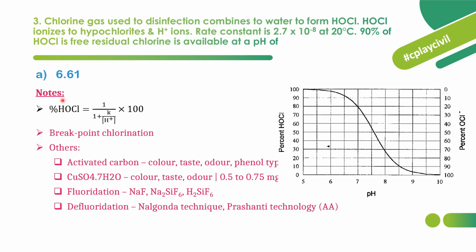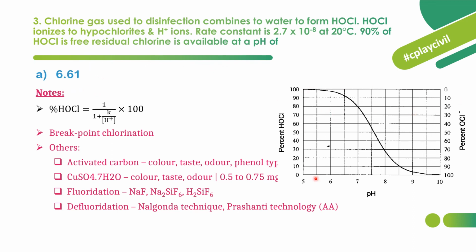This is the simple formula we have to use to find the pH. Percentage HOCl is equal to 1 by 1 plus K by H plus, into 100. So we know percentage HOCl is 90%, equal to 1 by 1 plus K, that is 2.7 into 10 power minus 8, divided by hydrogen concentration. By using this equation we will get the hydrogen concentration. After getting the hydrogen concentration, we can find the pH value. pH is nothing but minus log of hydrogen concentration. Here we have got the answer as 6.61.